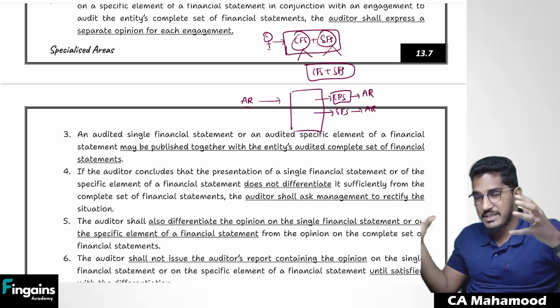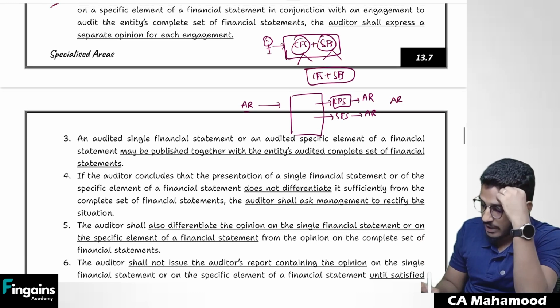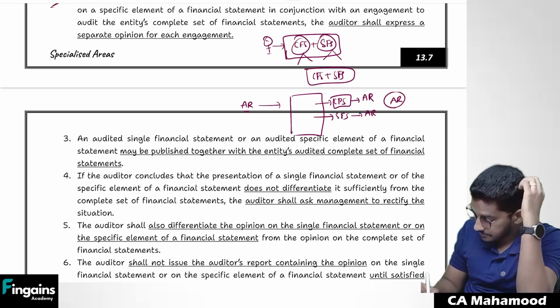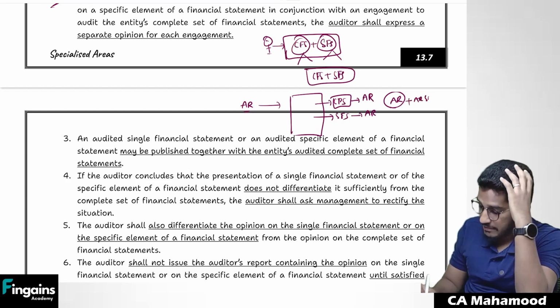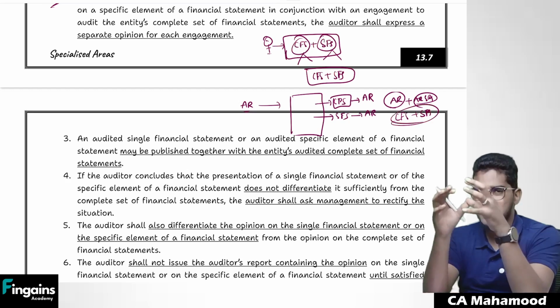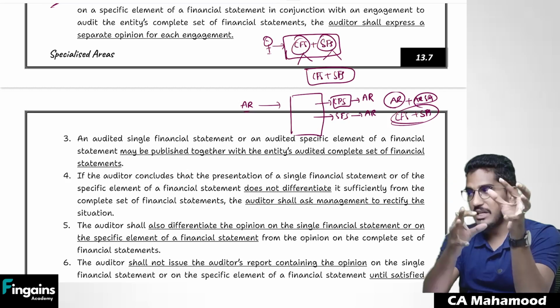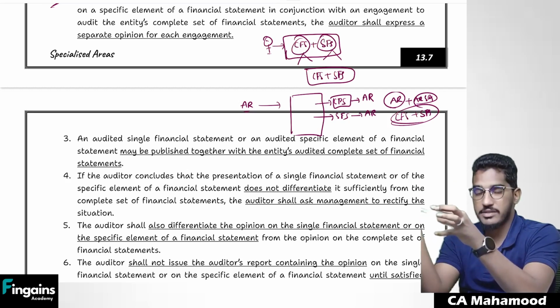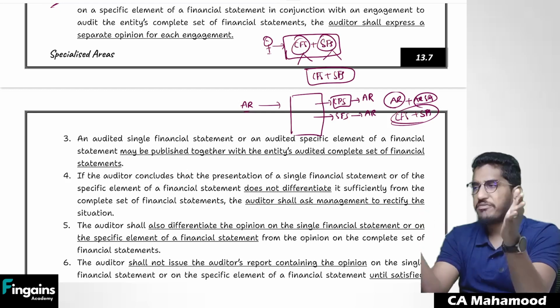You tell me, can they mix everything? For example, they give the audit report on the complete financial statements, then the audit report on the separate financial statements, then the complete financial statements copy, then the standalone single financial statement copy. That means they're clubbing everything together. Can they do it? No. So as an auditor, what you should request is: if the complete financial statements and single financial statement are both getting published in a single document, ask the management to differentiate them.